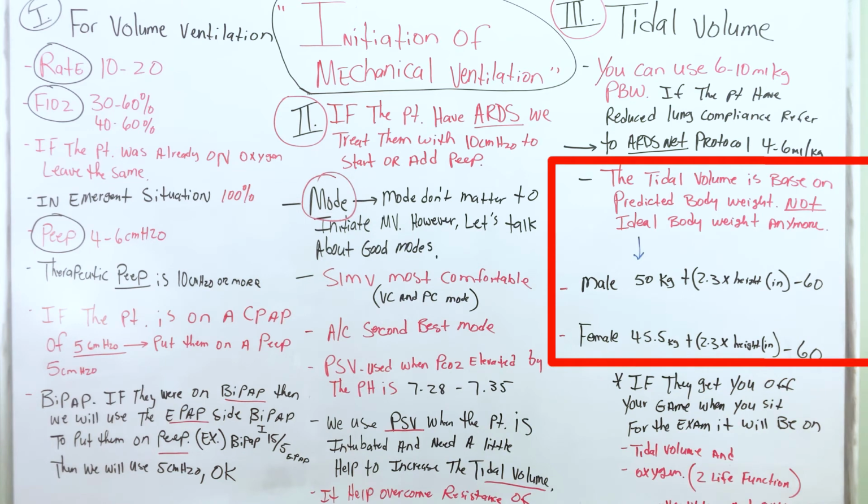The tidal volume is based on predicted body weight, not ideal body weight anymore. You may get by with this on the exam, so be it. But nevertheless, I want you to know what you're going to see in the future, and more so right now. The calculation is at the bottom of this board. For males, you use 50 kilograms plus 2.3 times height in inches minus 60. For females, 45.5 kilograms plus 2.3 times height in inches minus 60.